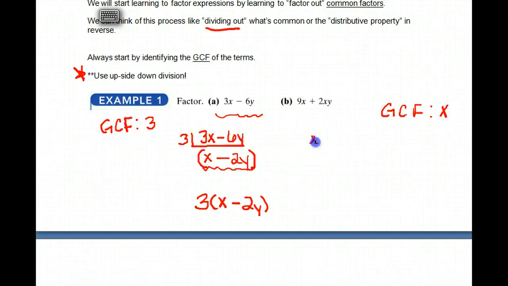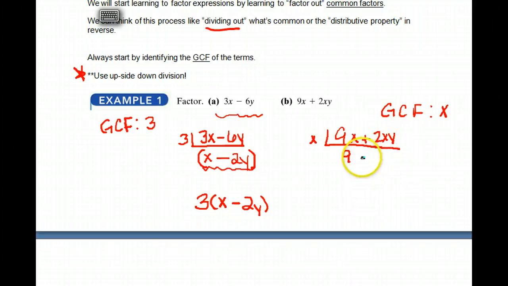So I'm going to write the x in front of the upside down division bracket, and then I'm going to write the 9x plus 2xy inside it. And I'm going to prepare to divide. 9x divided by x will leave me with 9.